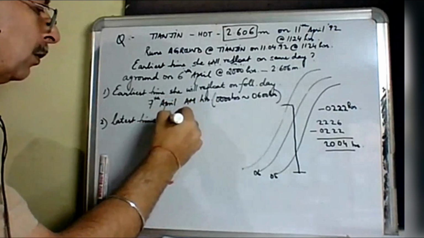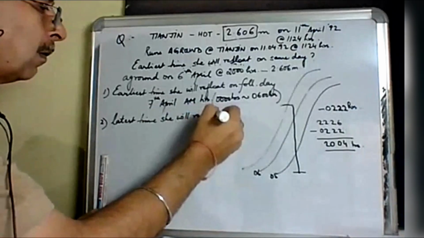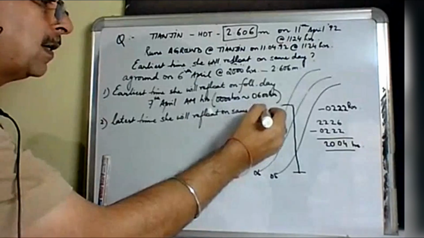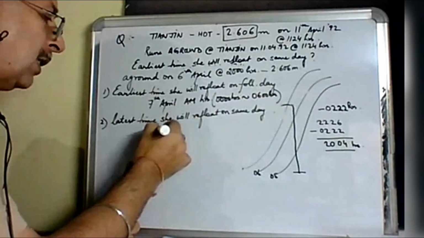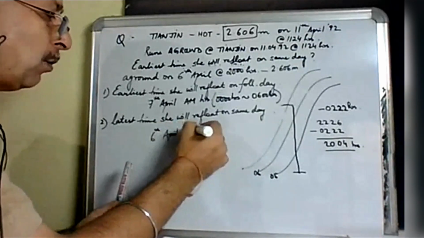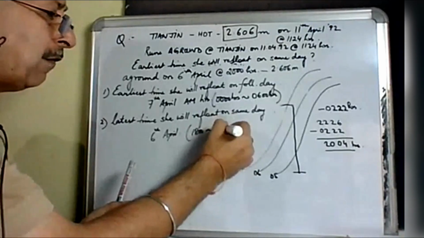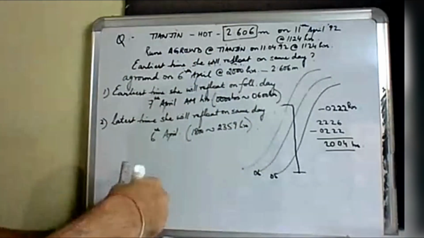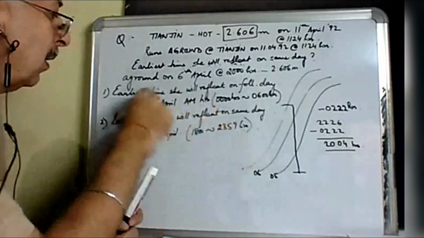शी विल refloat on the same day. इसका क्या मतलब है? इसका मतलब है we are talking about 6th April only, supposing, या whatever be the date, and we are talking about 1800 hours to 2359. ये बात हो रही है. तो लेटेस्ट टाइम मतलब ये इस दौरान में जो भी टाइम होगा.